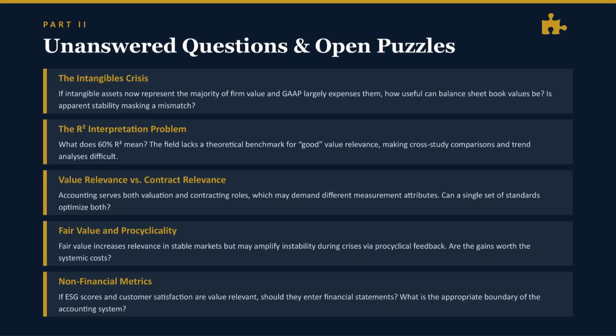Fair value and procyclicality. Fair value measurement tends to increase value relevance in stable markets, but does it amplify financial instability by creating procyclical feedback loops during crises? The 2008 financial crisis reignited this debate, and it remains unresolved whether the gains in relevance are worth the potential systemic costs. Non-financial metrics. If ESG scores, customer satisfaction indices, and employee engagement metrics are value relevant, should they be incorporated into financial statements or kept as supplementary disclosures? What is the appropriate boundary of the accounting system when non-financial information increasingly drives firm value?